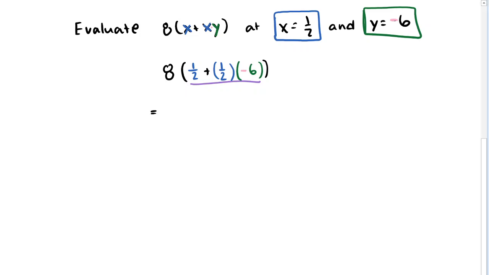And so let's do that. Here, there's still 8 outside the set of parentheses, and we want to evaluate what's inside the parentheses first, again still following order of operations. So we're going to start by doing this multiplication before this addition here. And we have 1/2 times negative 6. And 1/2 times anything is telling us to take half of that quantity. So, what's half of negative 6?